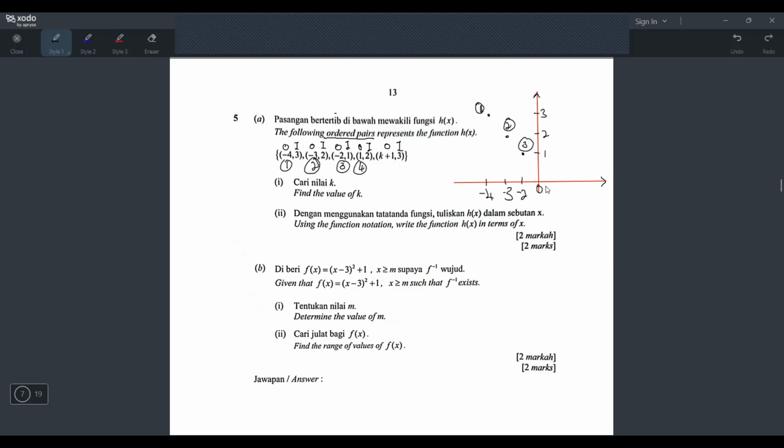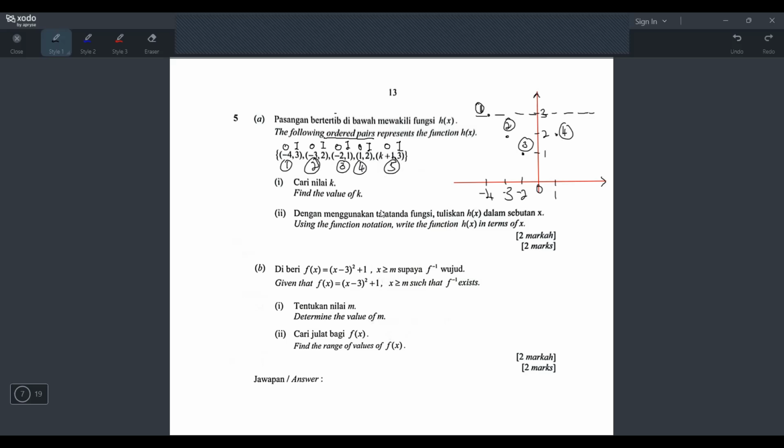Okay, this is 0, right? So point 1, 2, I think it's here. And then the last one is k plus 1, 3. So we don't know where k plus 1 is, but we do know the y coordinate is 3. So the fifth point must be somewhere here, I guess, somewhere on this line, because the y coordinate is 3, right? So how do we figure out the relation here?